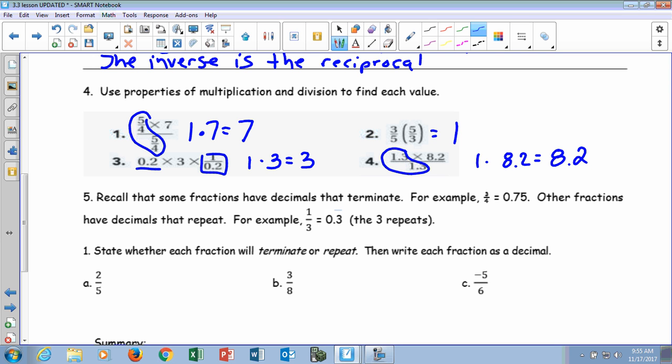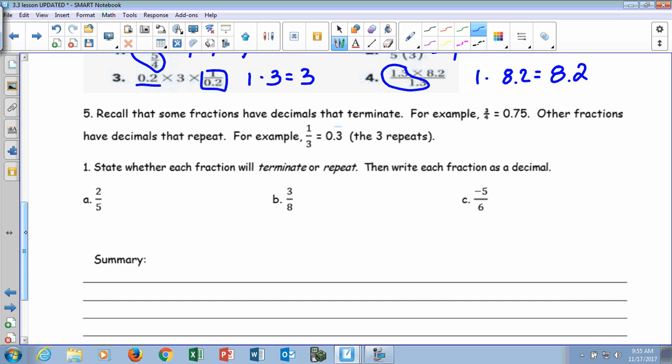So look at 2/5. Do you think the fraction will terminate or repeat? And then we have to write it as a decimal. A lot of people think it'll end.